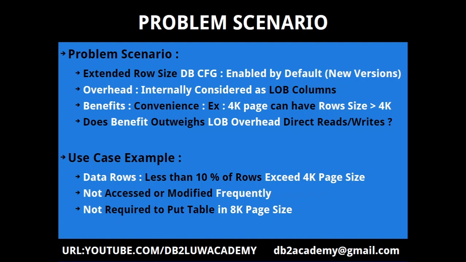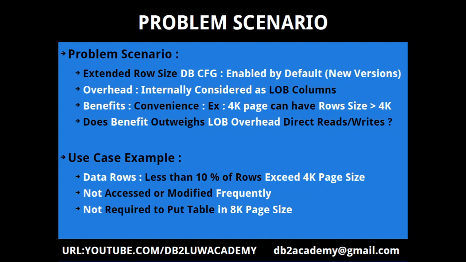Now this slide talks about the problem scenario and the use case. So the problem scenario is we have a DBCFG parameter, extended row size, and it is enabled by default in newer versions. I'm lazy, I don't know when it was introduced. I think maybe it is 10.1 or so, but I'm not sure. But in any case, if you are on the latest versions, it will be enabled by default.